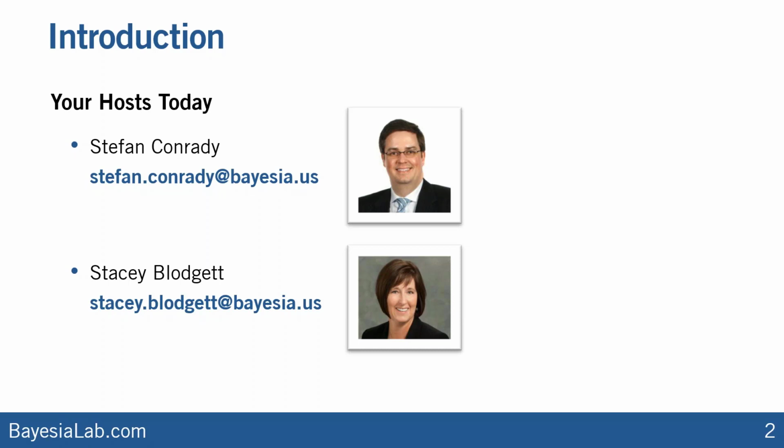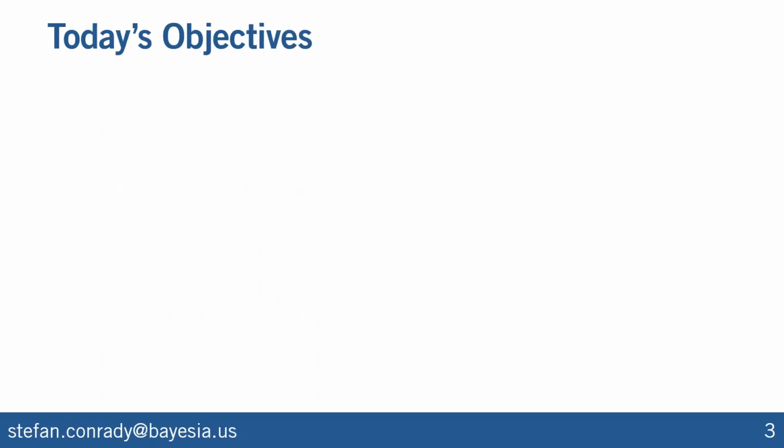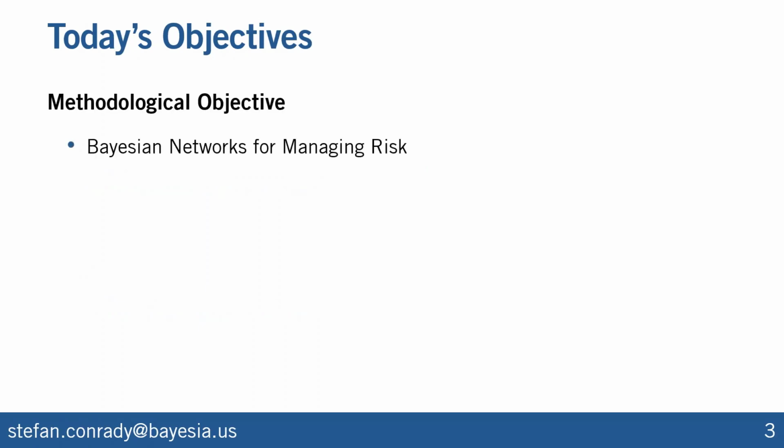So let me get straight to the point. Today's objectives: we will have two major objectives. The first one is a methodological objective. We will talk about how to use Bayesian networks for managing risk. The twist to all this is that we will talk about managing risk without data. That will be the really interesting part.